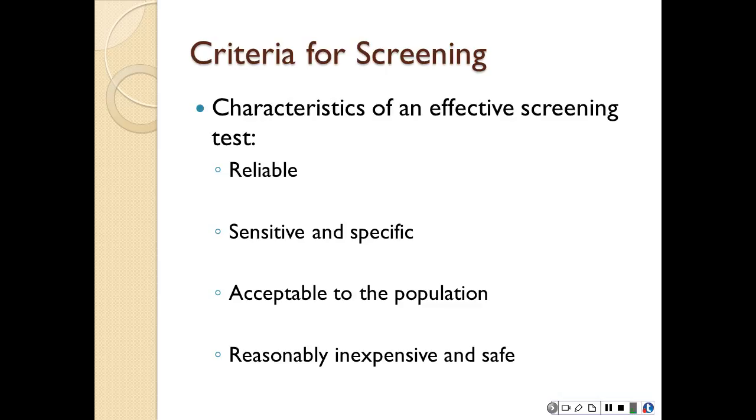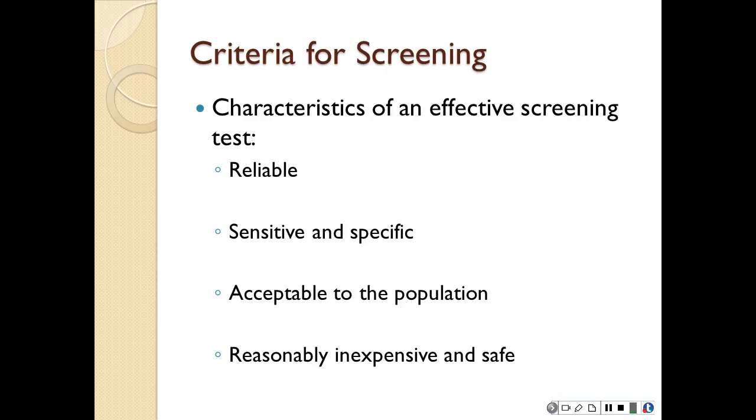Now, the screening test also must be acceptable to the population. So you can have this great test, right? This test that's reliable, you know every single time you're going to get the same answer, and you're pretty confident that you're always getting the right answer, but people just find it abhorrent and will not do it. Then it's not a good test. If it's something that people will not do, if it's not acceptable to the population you're trying to screen.